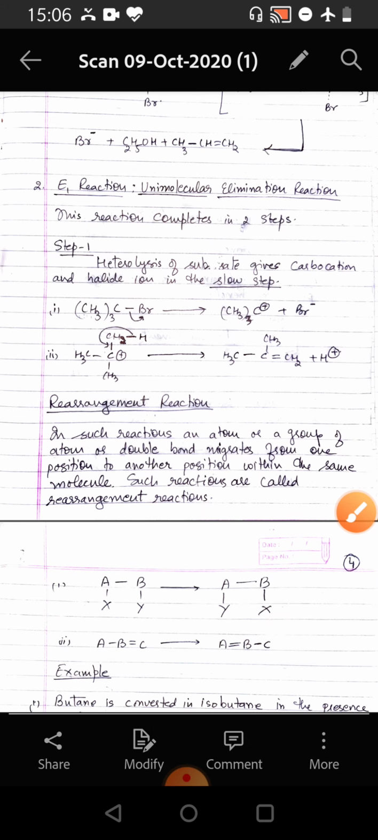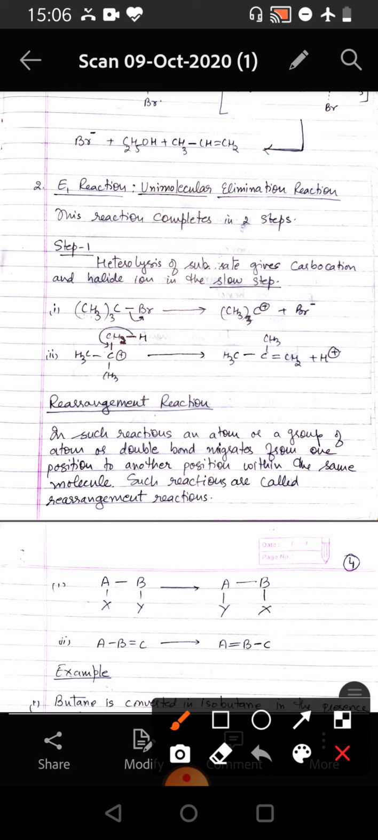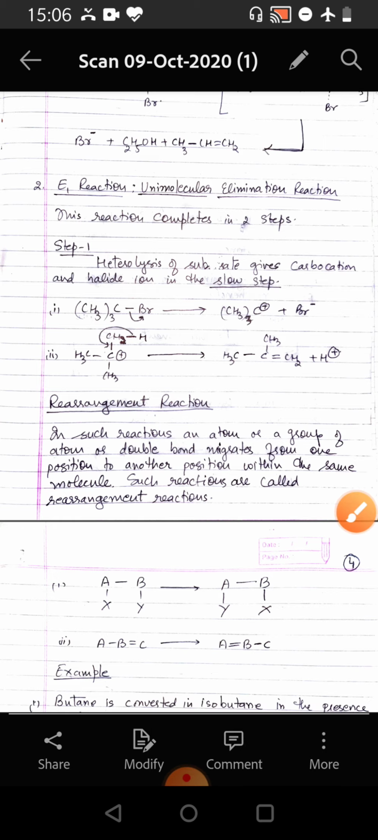The second is E1 reaction. E1 reaction is unimolecular elimination reaction. This reaction completes in two steps. In the first step, hydrolysis of substrate takes place and the result is carbocation and halide ion in the slow step. In this, the bond between the carbon and the bromine shifts to the bromine, yielding bromide ion and the carbocation ion. In this carbocation, elimination of the proton takes place and the bond between this carbon and hydrogen shifts between carbon and carbon, yielding an alkene.